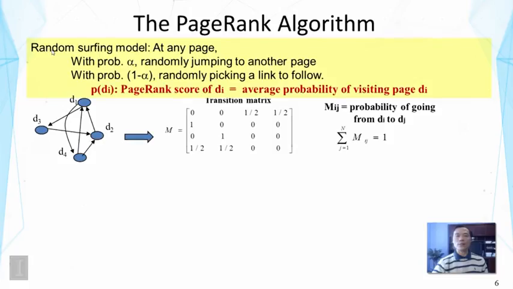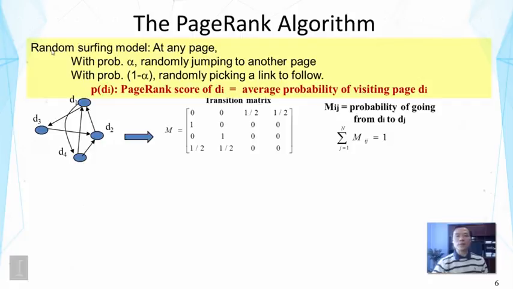So let's take a look at this in detail. In this random surfing model, at any page, we would assume the random surfer would choose the next page to visit. This is a small graph here, which is of course an oversimplification of the complicated web. But let's say there are 4 documents here: D1, D2, D3, and D4. And let's assume that a random surfer or random walker can be on any of these pages.